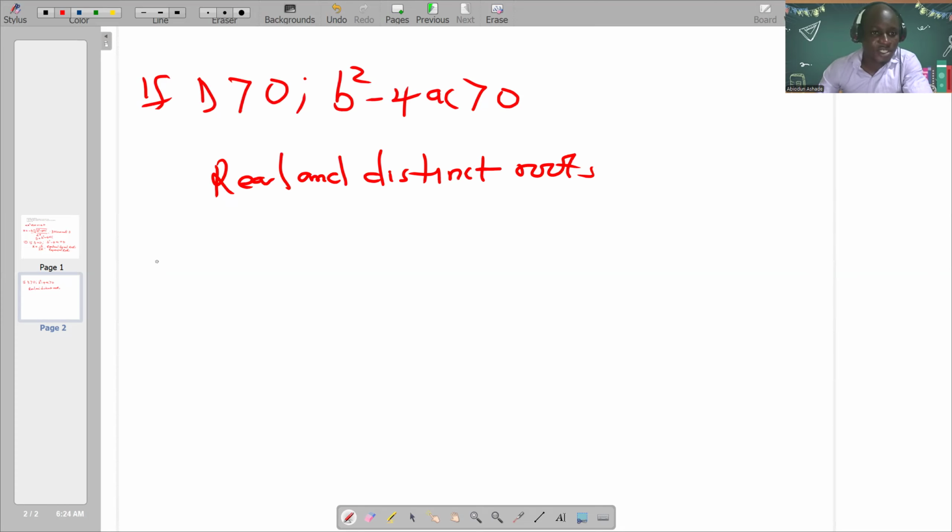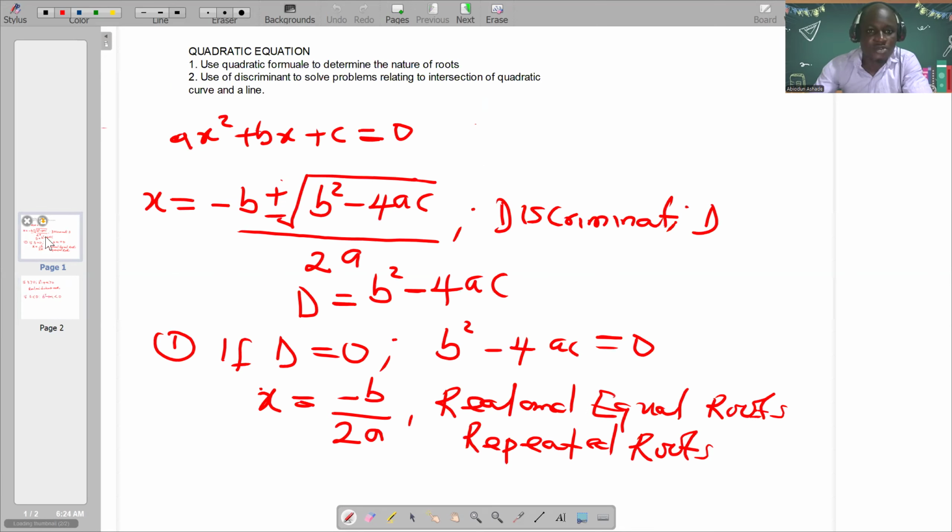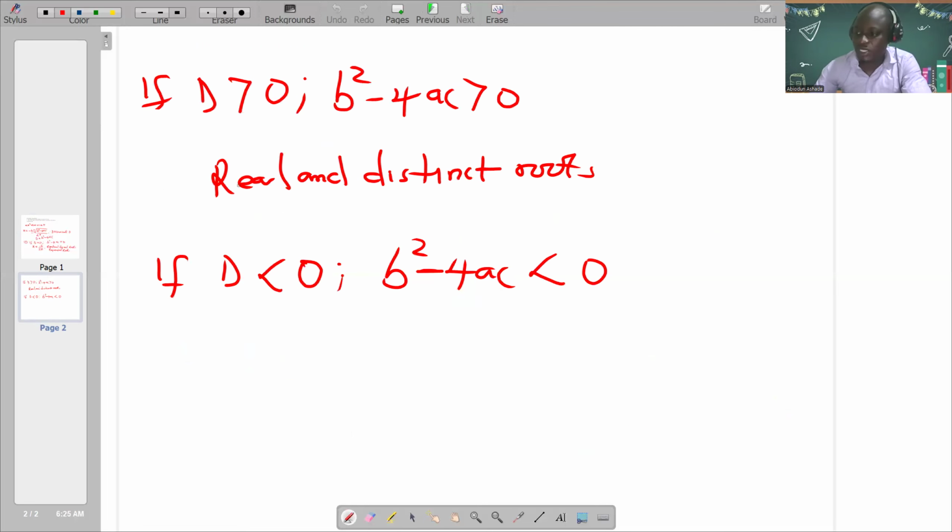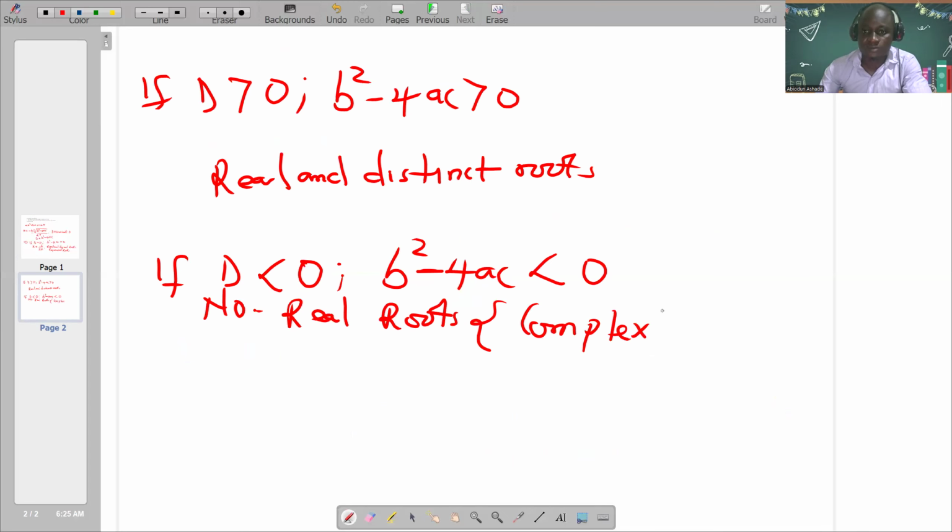And the third part is if d is less than 0, so b squared minus 4ac is less than 0. What we are saying is that the square root becomes negative. And once you have a negative, it has left the shore of real numbers. It has now become a complex number, so it is not real again. So when d is less than 0, we have no real roots. It becomes complex.